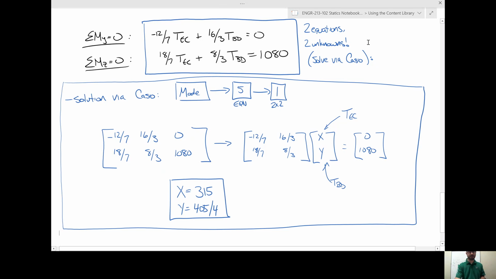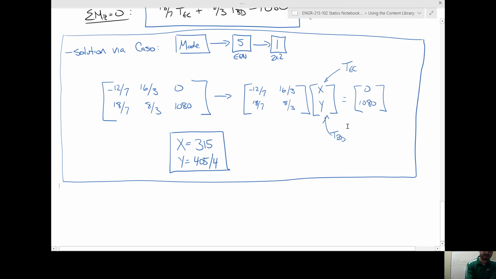Like so, you don't have to use the Casio. You can do it by hand if you'd like. I just find it to be a lot easier.